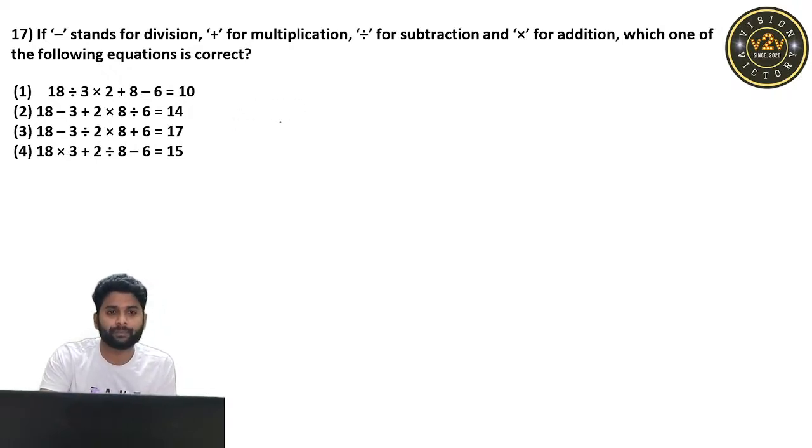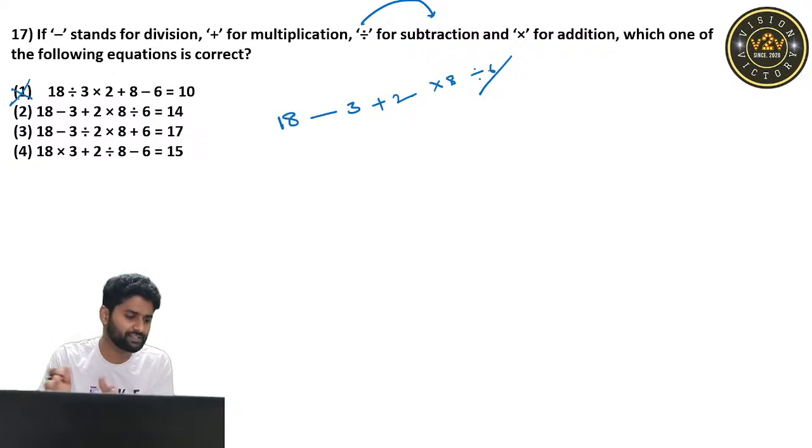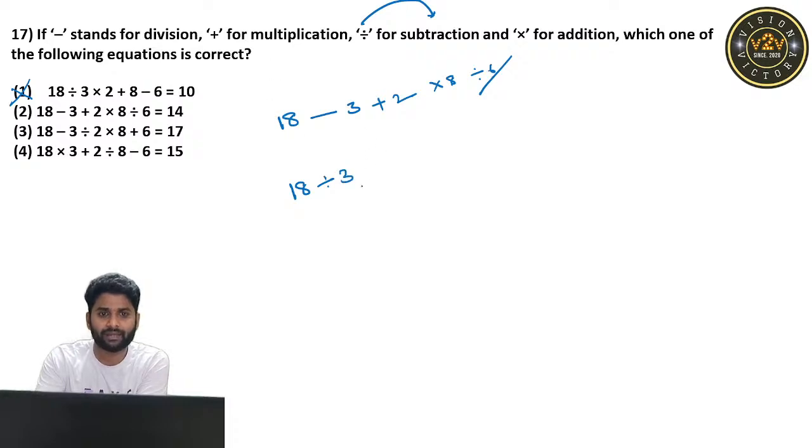Now see here: division stands for subtraction, 18 minus 3. Multiplication is for addition, addition for multiplication, minus for division. Leave the simplification, it goes into decimal calculation, right? Go for the second one: minus stands for division, divided by 3, plus stands for multiplication by 2, multiplication stands for addition and division stands for subtraction.